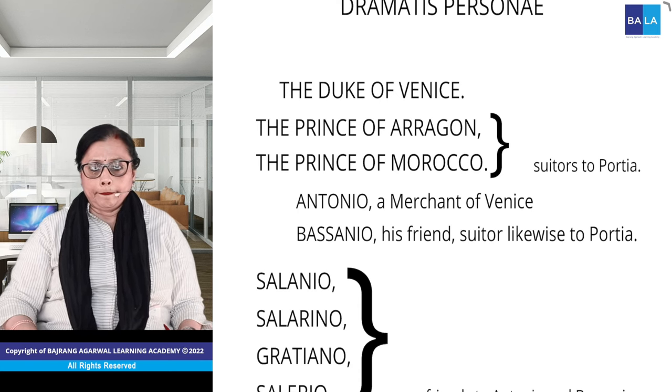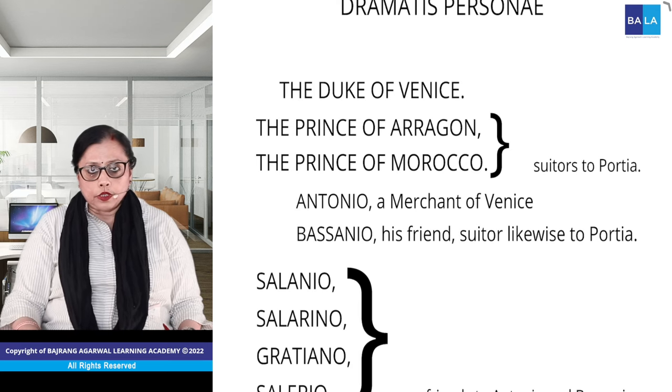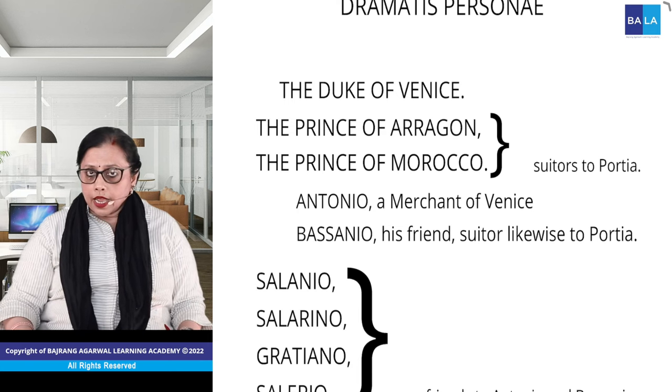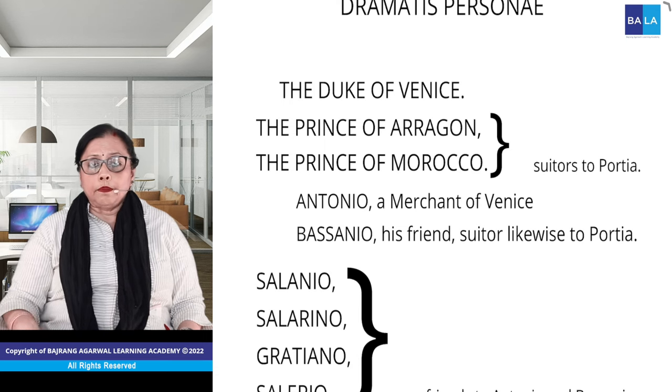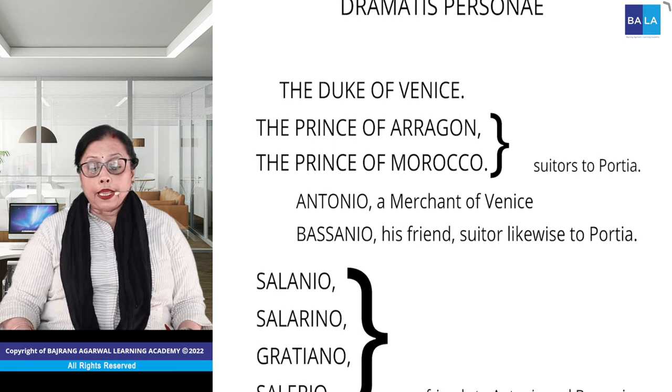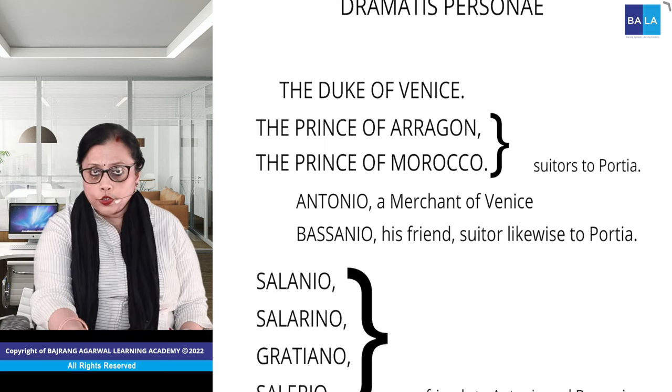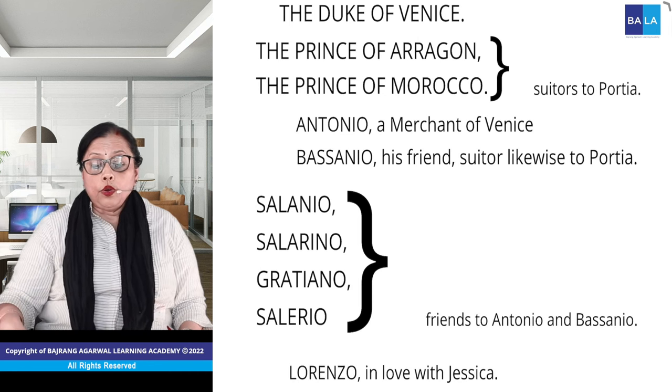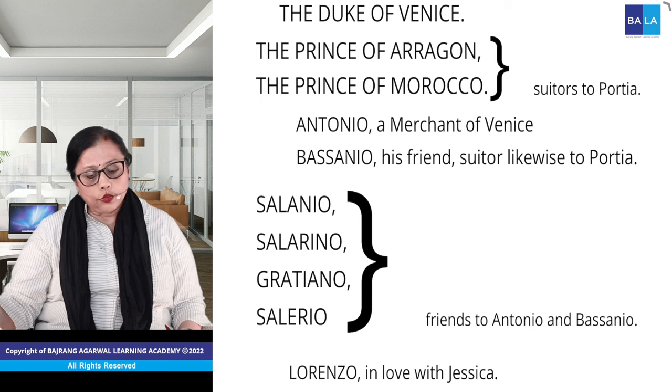Many suitors come. Suitors are those who are proposing marriage to Portia. In Act 1, Scene 2, we come to know of many other suitors who do not come in the forefront, but they are suitors. We come to know of six in particular. But the two suitors besides Bassanio who have a speech in the play are the Prince of Aragon and the Prince of Morocco, suitors to Portia. Then we have Antonio, the merchant of Venice, and Bassanio, his friend and a suitor to Portia.